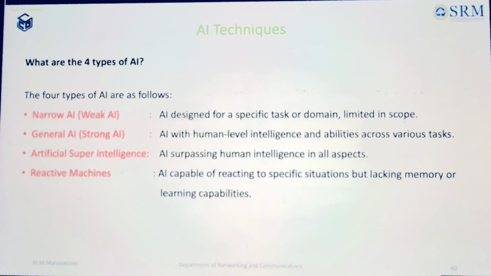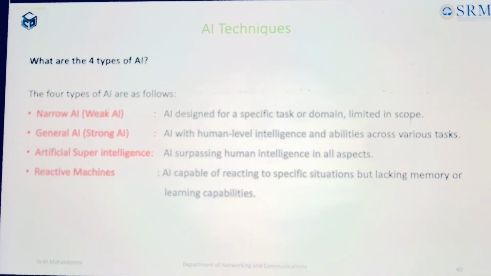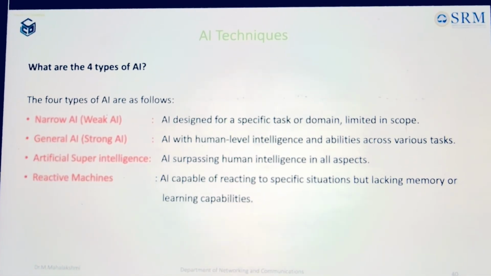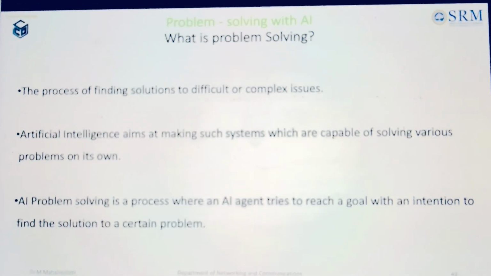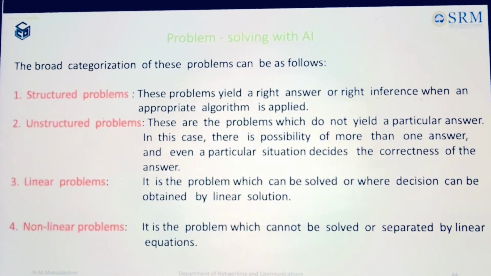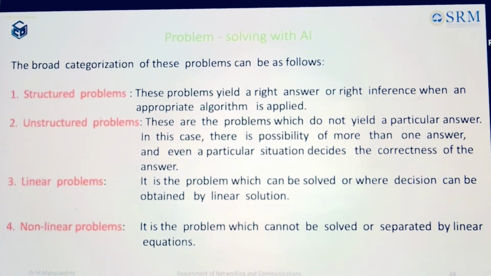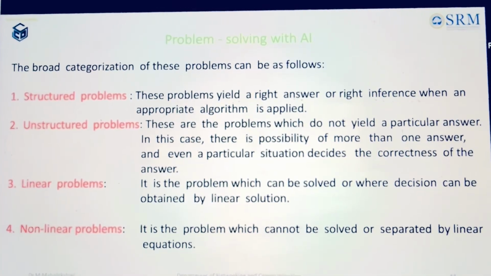in all aspects. Okay, then reactive machines are nothing but that entirety of the AI, like autonomous Tesla cars, you can say they are reactive machines. And next is problem solving. In problem solving, we have four types of problem solving in AI: structured problem, unstructured, linear, and non-linear. Can anybody say what a structured problem is?